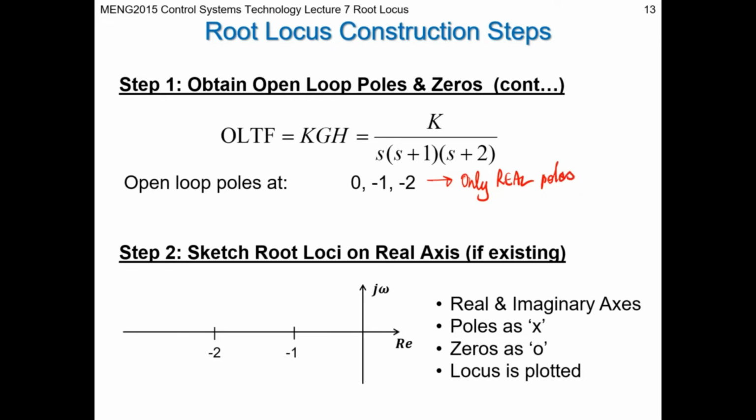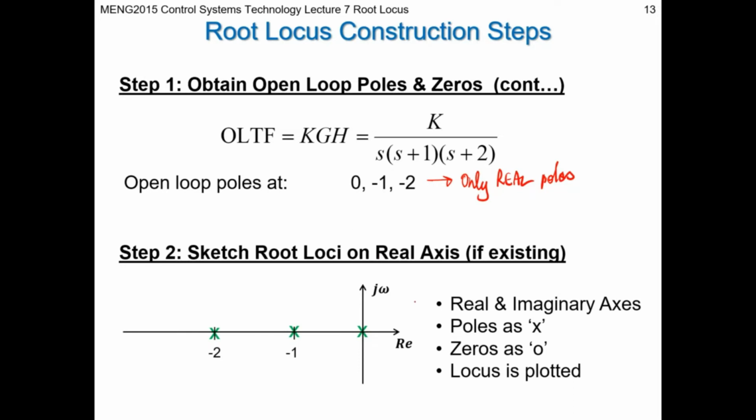So for the purposes of this bit, I just need the real axis really. First of all, let me plot my poles. I've got one at 0, one at -1, one at -2. I'm plotting them all as x's, and I'm using green just because. And then I plot my zeros, but I don't have any. So there are no zeros to plot. And then what I have to do is create the locus that lies on the real axis.